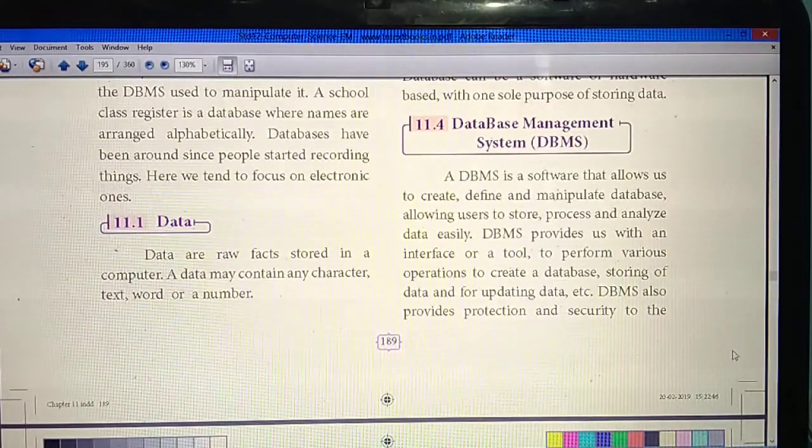Understand what is meant by database management system? It is a software with which you can create, define and manipulate a database and allow the user to access it. Who is the user? The one who is using the database. So a particular user can store all the details, and whenever he or she needs, can access the details and analyze them easily. So this is the interface tool between the database as well as the user.